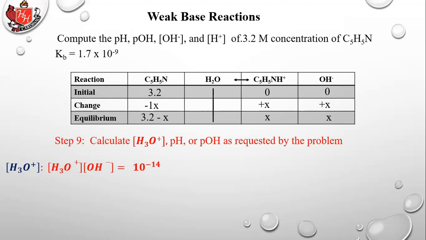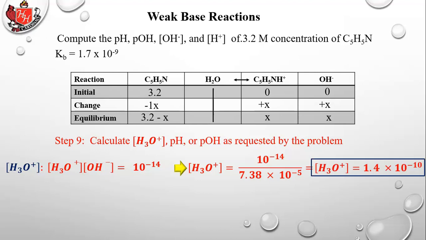Okay, now we're going to calculate the H3O plus, pH and pOH concentrations. So for H3O plus, hydroxide times hydronium equals 10 to the minus 14th. You know that formula. And you do a little algebra to get the hydronium ion concentration. And it's going to give you this, 1.4 times 10 to the negative 10th. That should be a capital M after that for molar.